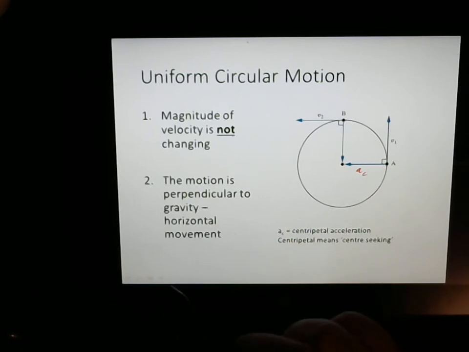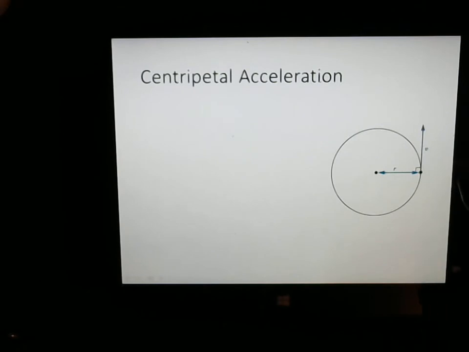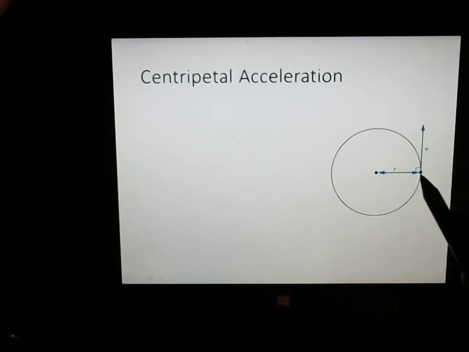Okay. So let's have a look at centripetal acceleration. The formula for centripetal acceleration, we're going to use this diagram. I've labelled 2 things. One is the velocity, and the velocity here that I care about is this right angle velocity. We call this the tangential velocity. The second bit is the radius, and the radius is just the distance from the centre of the circle to the path of the circle. So that's pretty straightforward.